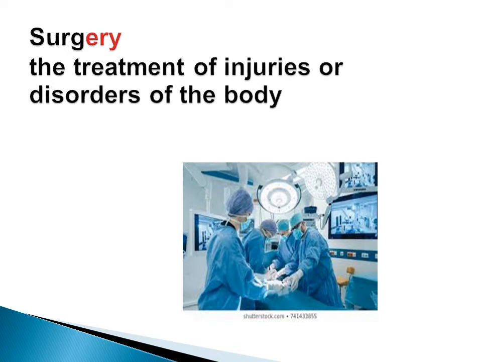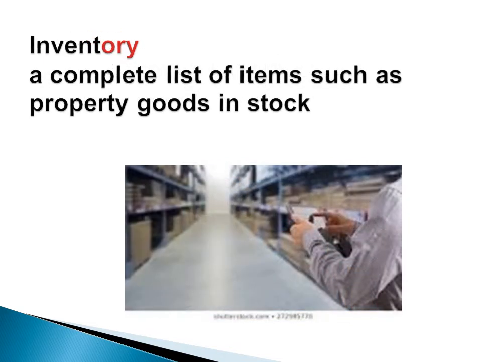Our next word is surgery. It's the treatment of injuries or disorders of the body. Say the word again. Surgery. Next word is inventory. Inventory means a complete list of items such as property goods in stock. Inventory.